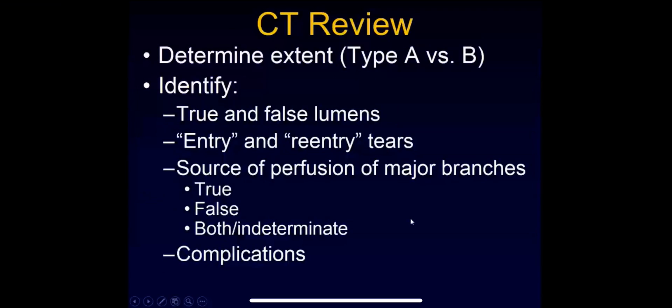On CT, it is important to determine the extent. Is this a type A or is this a type B aortic dissection? And I'm talking about Stanford Type A and B. It's important to identify the true and false lumens, the entry and re-entry tears, the source of perfusion of major branches, whether it's from the true lumen, false lumen, both lumens, or can we not tell, and what are the complications that occur as a result of the aortic dissection.